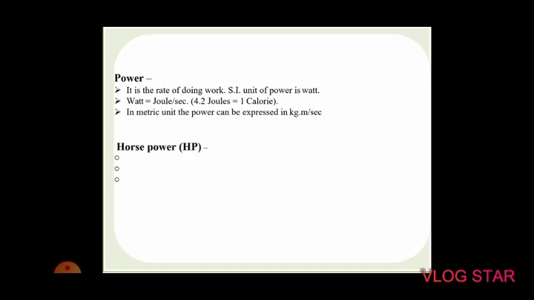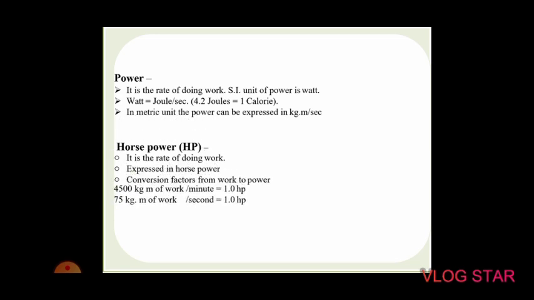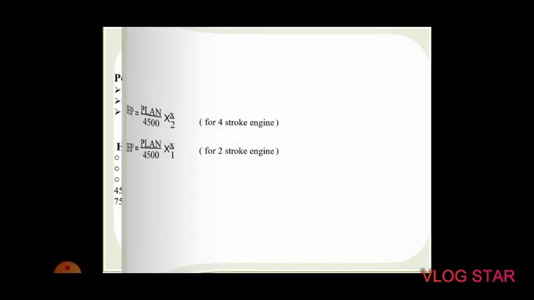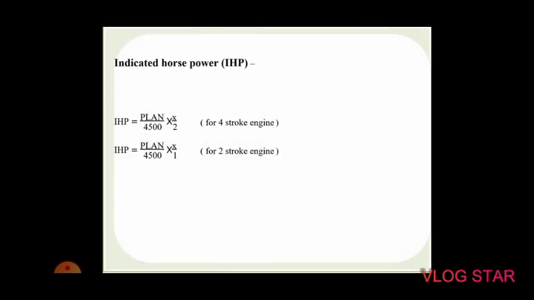Then comes the horsepower, denoted by HP. It is the rate of doing work as the power is. It is expressed in horsepower. Conversion factors from the work to power is the HP. 4,500 kg meter of work per minute is equal to 1 HP, and 75 kg meter of work per second is 1 HP.